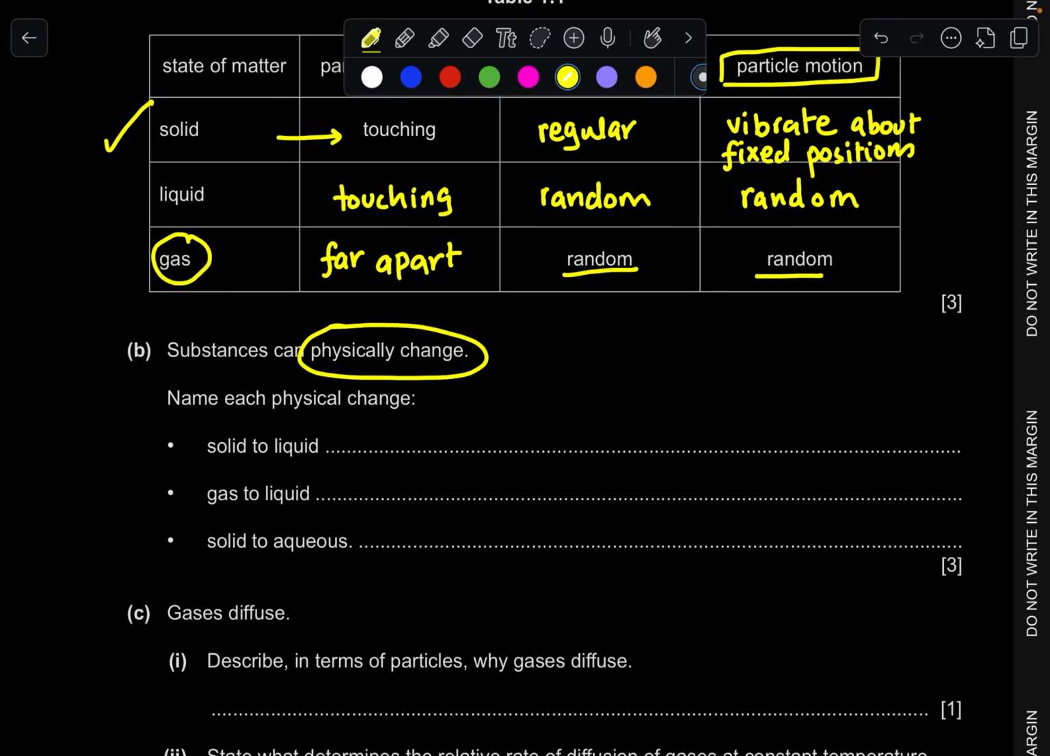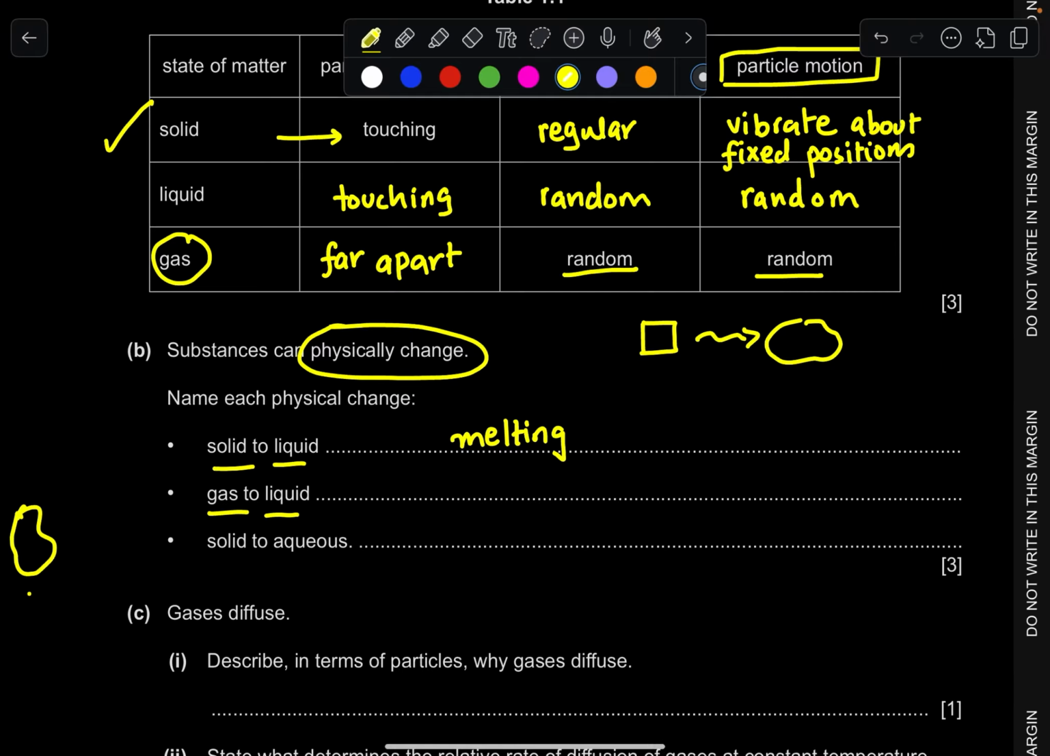Substances can physically change. Name each physical change. Solid turning into a liquid. I guess that needs no explanation. You have ice and you're turning that ice to water. So what's that? Your ice is melting. You have gas and you're turning your gas into a liquid. So you have gas, which are your clouds, and that turns into liquid rain. That is condensation happening up there. That's why you get rain. Solid to aqueous: you should know that solid to liquid means that you're melting it, but solid to aqueous means that you are dissolving it. So that's basically dissolving.